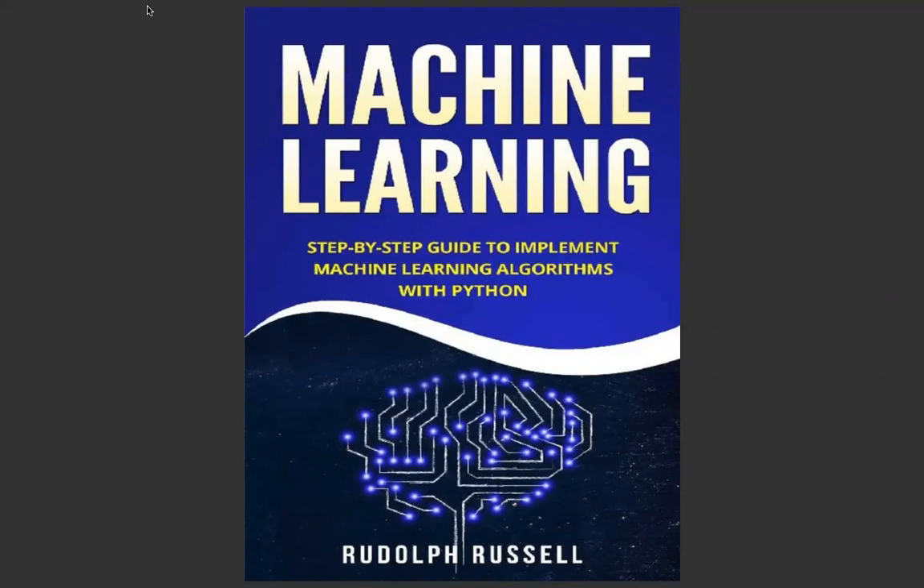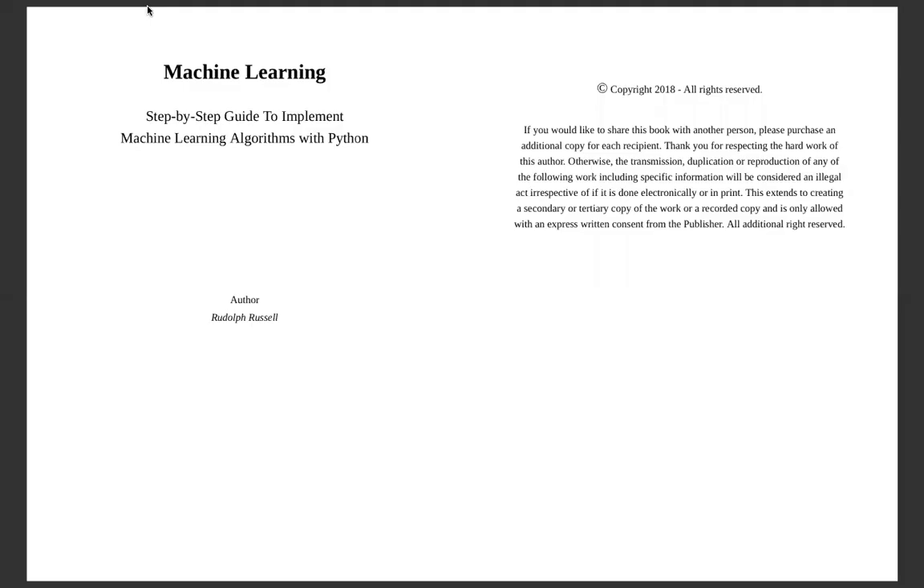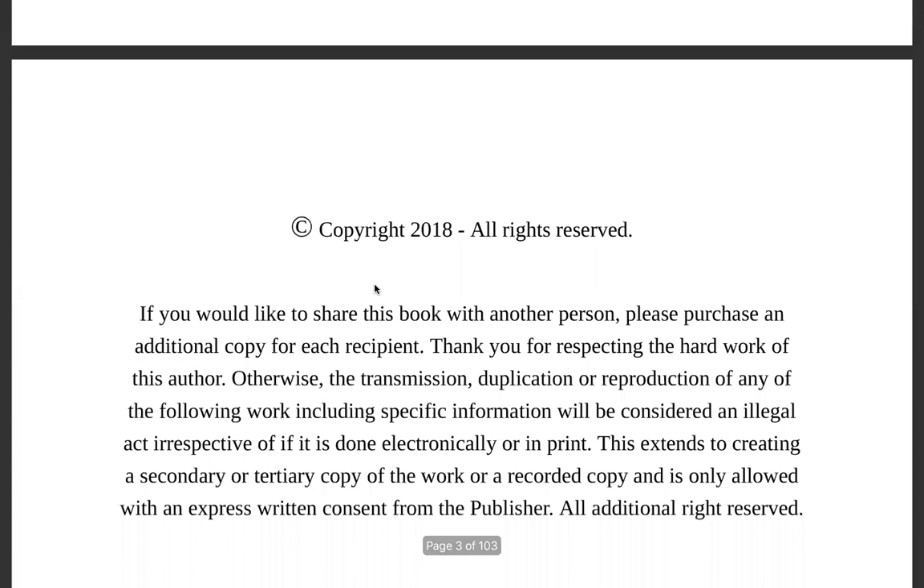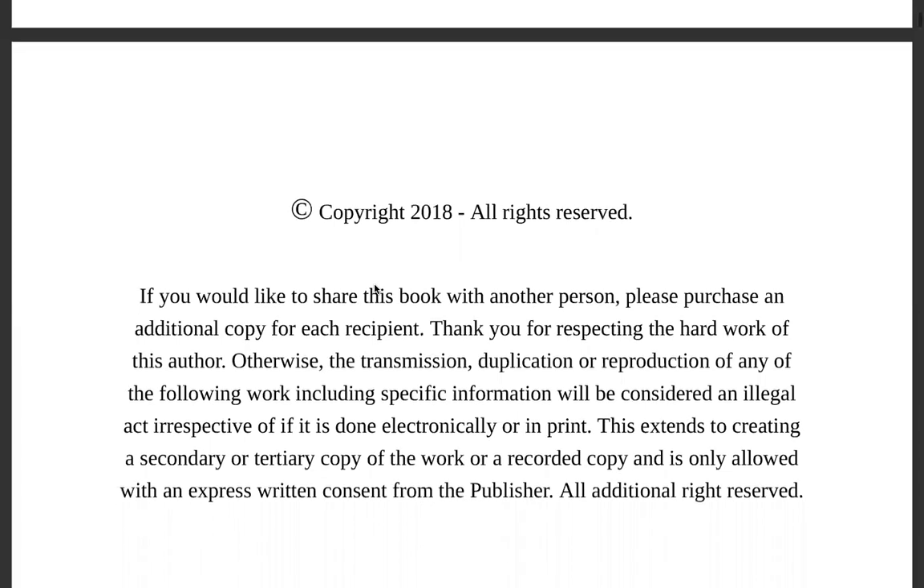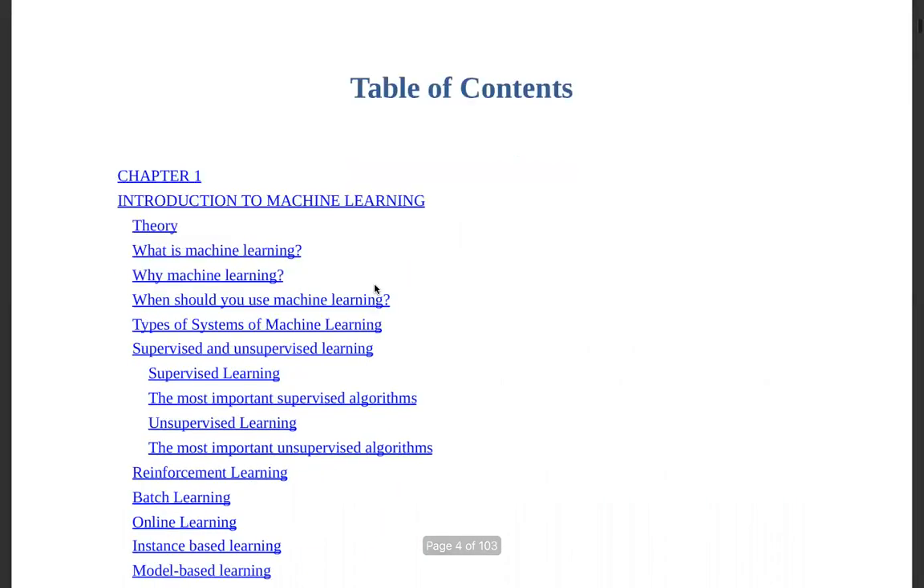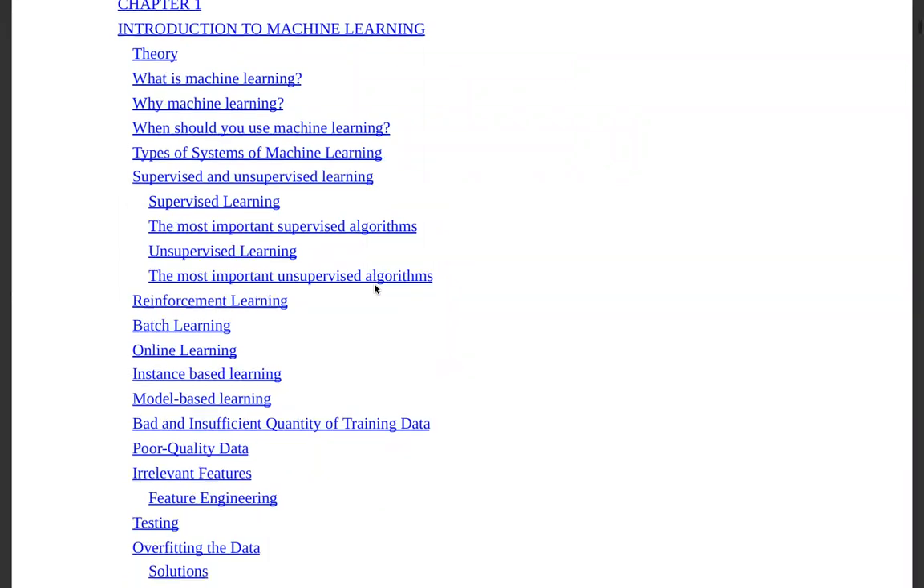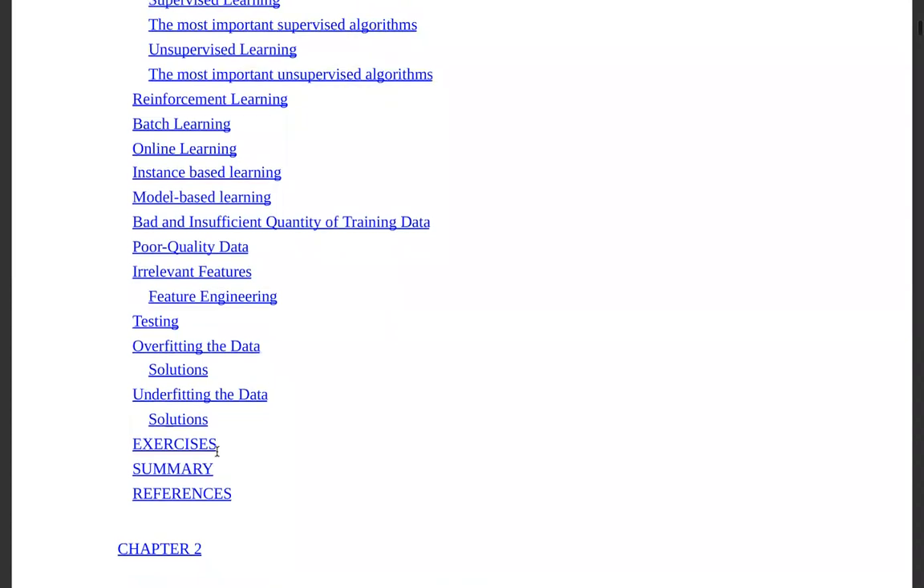Machine learning. This book is very simple and easy to understand. So we will look at what is machine learning, why machine learning, when should you use machine learning, and the types of machine learning. And as we go on, we'll be able to cover all these.